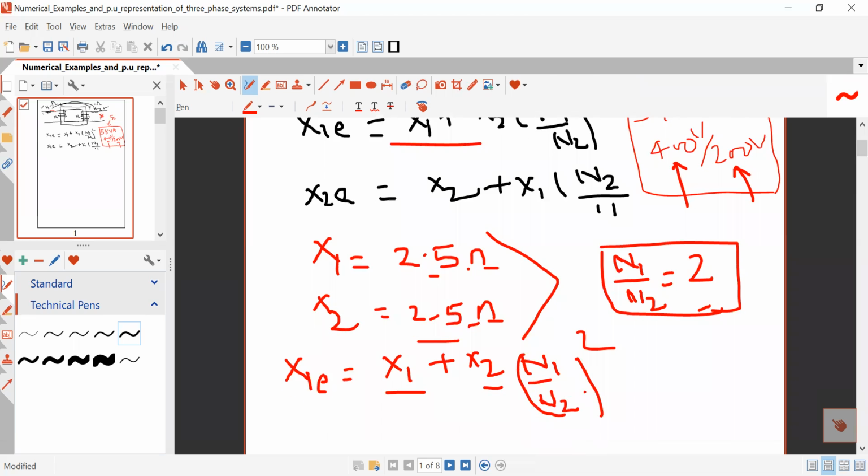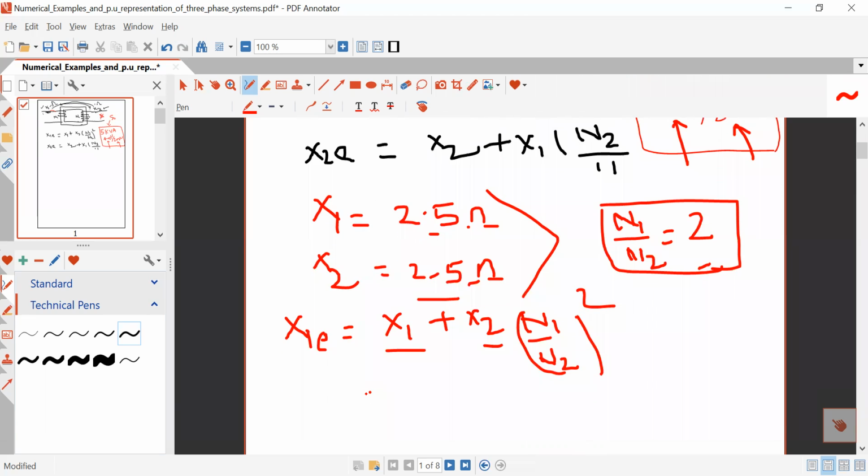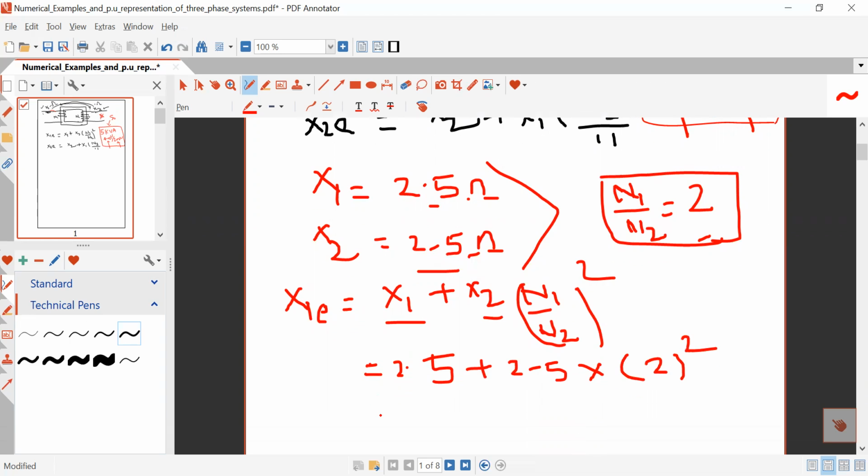So X1, X2, N1 by N2, everything is given. So you can substitute this value 2.5, and 2.5 into N1 by N2 is 2 square, and this will be equal to 12.5, but this will be in ohm. So this is the total reactance of the transformer referred to the primary side in ohm.